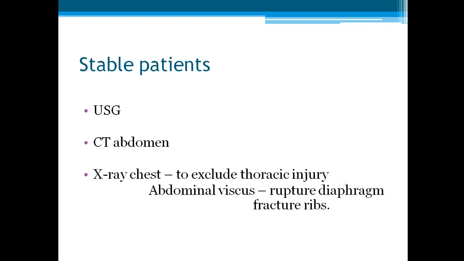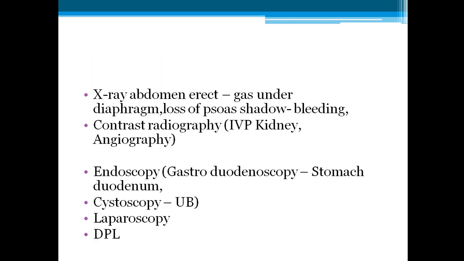Stable patients can be shifted for imaging investigations with an ultrasound or a CT of the abdomen. X-ray chest is done to exclude thoracic injury, as abdominal viscera may go into the thorax when there is a rupture of the diaphragm, especially associated with fracture of the ribs. So X-ray abdomen erect will tell you if there is any gas under the diaphragm. Is there any loss of the psoas muscle shadow because of bleeding, especially in the retroperitoneum?